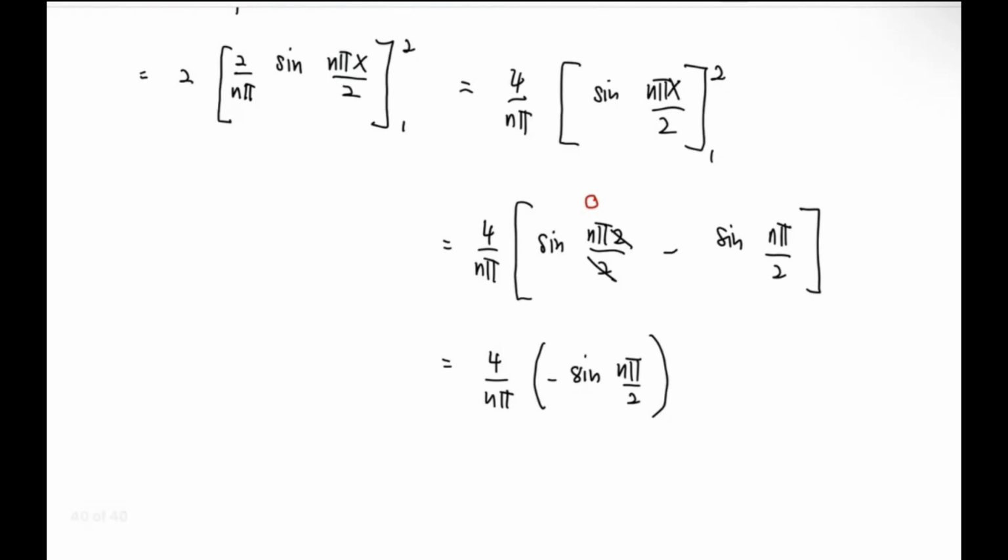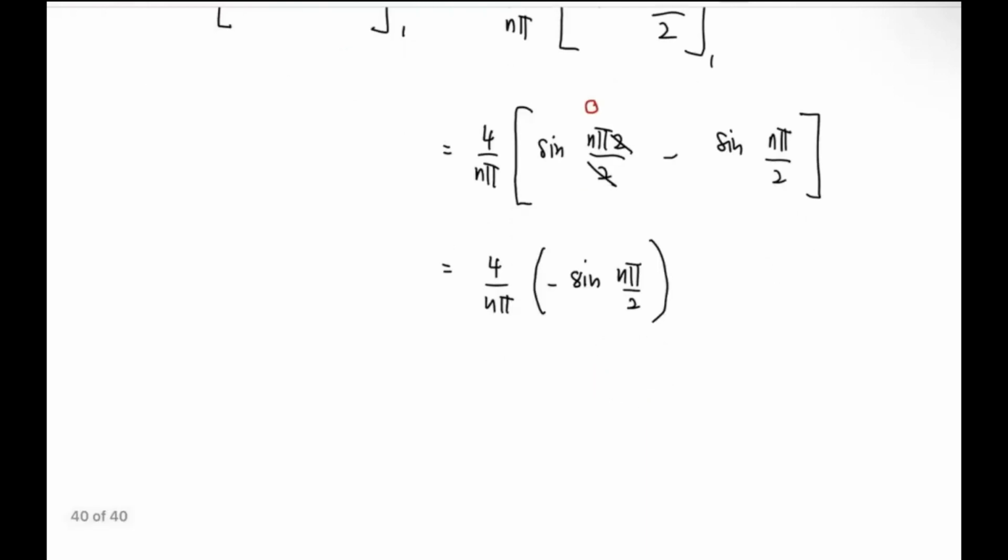So this one, you cannot find the answer because you don't know what is n. If you know the n, hence you can determine the value of sine n pi. Because we have a series, summation from n equal to 1 to infinity, so we just leave our an like this. So this one will be negative 4 over n pi sine n pi over 2.